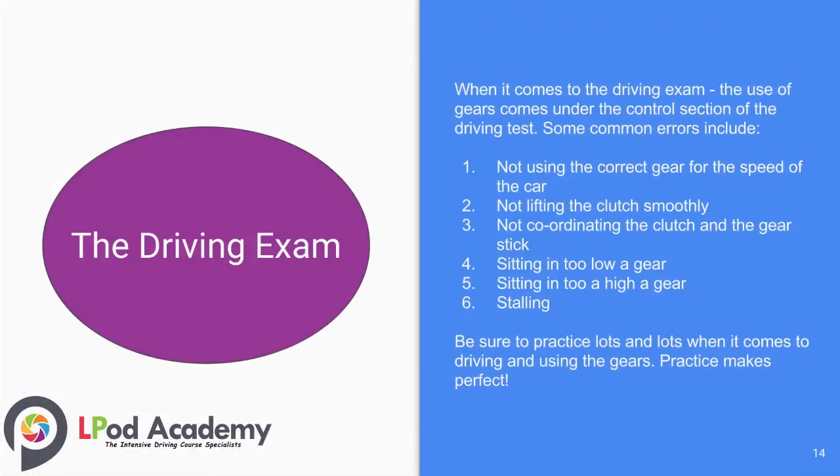The driving exam. When it comes to the driving exam, the use of gears comes under the control section of the driving test. Some common errors include: number 1, not using the correct gear for the speed of the car. Number 2, not lifting the clutch smoothly. Number 3, not coordinating the clutch and the gear stick together. Number 4, sitting in too low a gear. Number 5, sitting in too high a gear. And number 6, stalling.